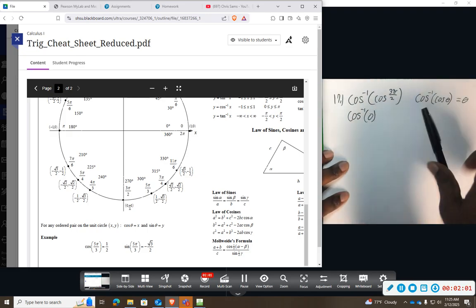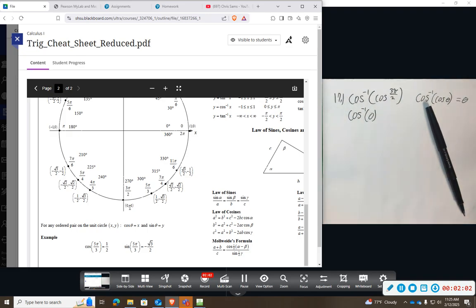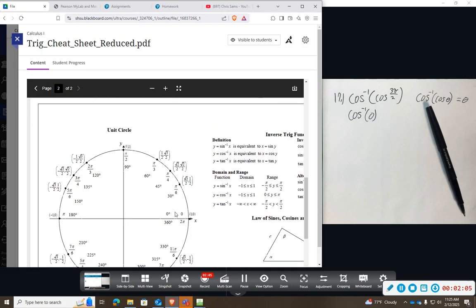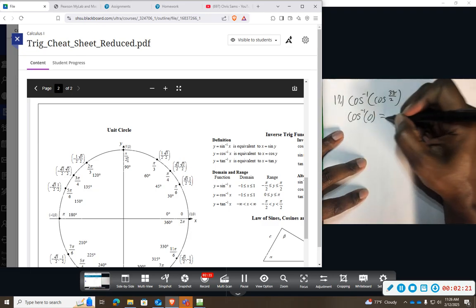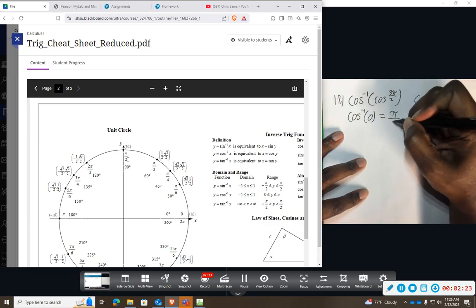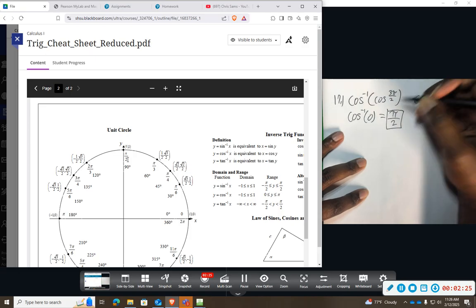So now I'm looking for cosine inverse of 0. Where is cosine equal to 0 in our range? That is this value up here. That's the only other ordered pair, we would have 0, 1, and that would correspond to pi over 2. So you just have to find the corresponding angle, and so we end up with pi over 2.